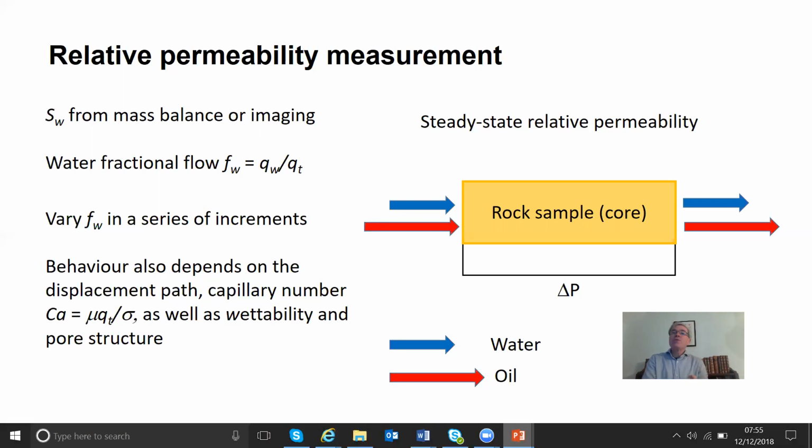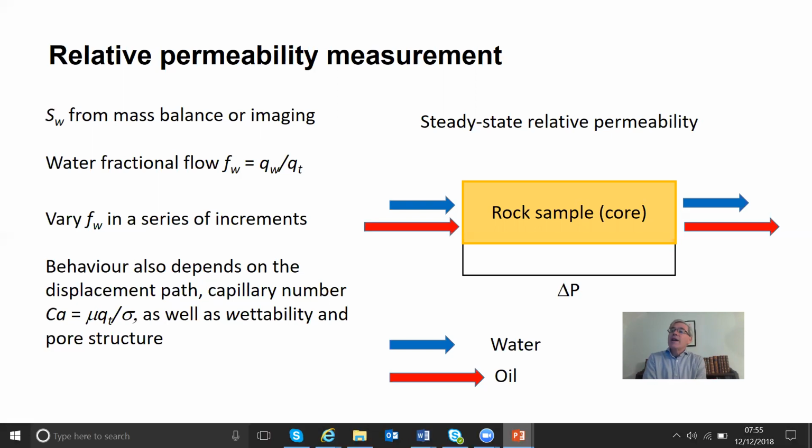Through the pumps, we also impose what we call the fractional flow. The water fractional flow is the Darcy flow rate, so it's the volume of water flowing per unit area per unit time, divided by the total Darcy velocity, which is the sum of both oil and water.